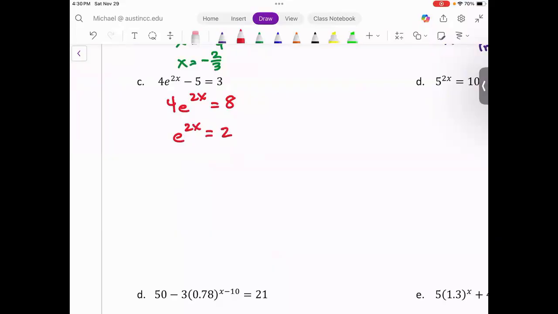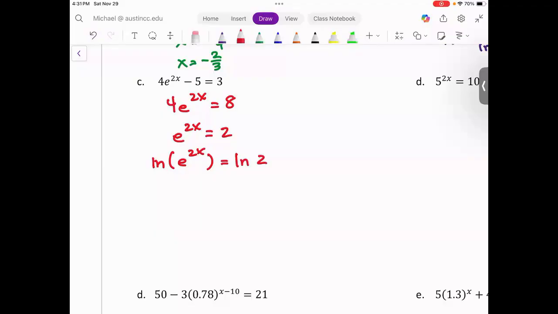And now we're at that same kind of thing, right? We'll never get that e and the 2 to have the same base. So the best thing to do is take the logarithm of each side. If we have a base e, we absolutely want to take the natural log. So again, we'll take natural log of e to the 2x equals, we need to do it to both sides, natural log of 2.